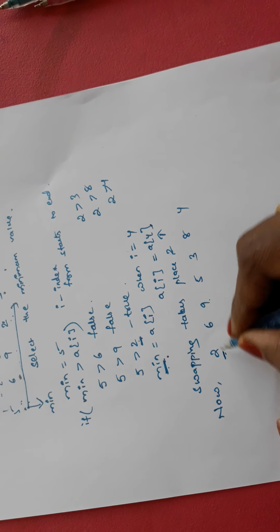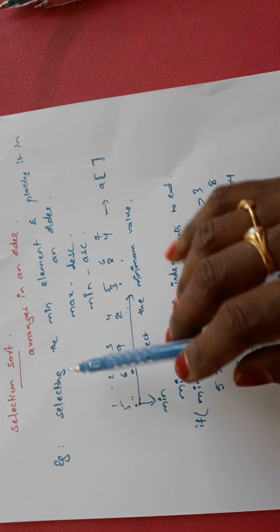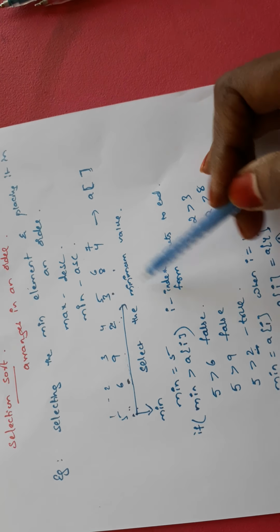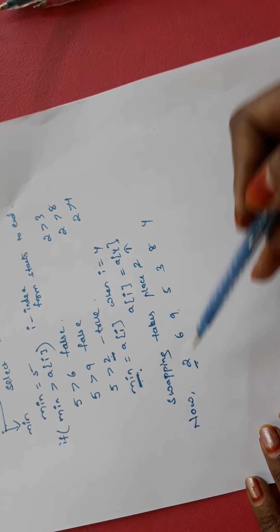So the minimum value is in the first place. Here, what we are doing is selecting the minimum element from the data and placing it in its respective position.